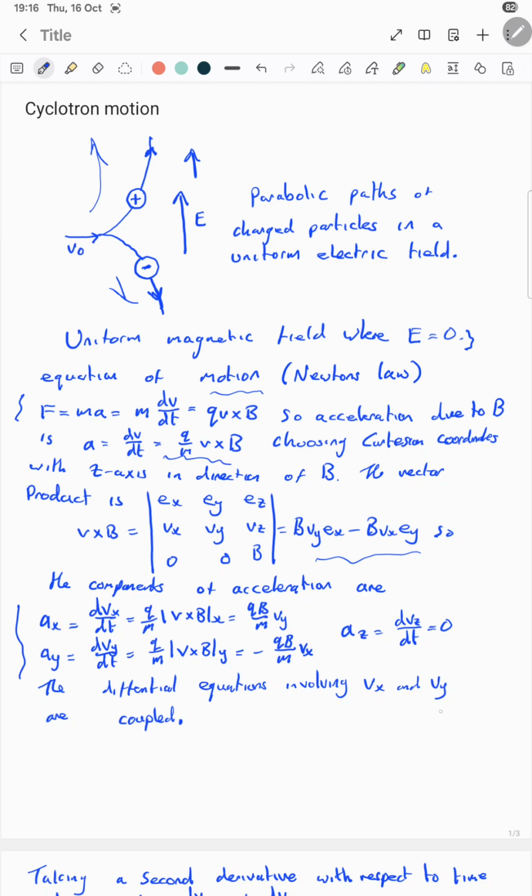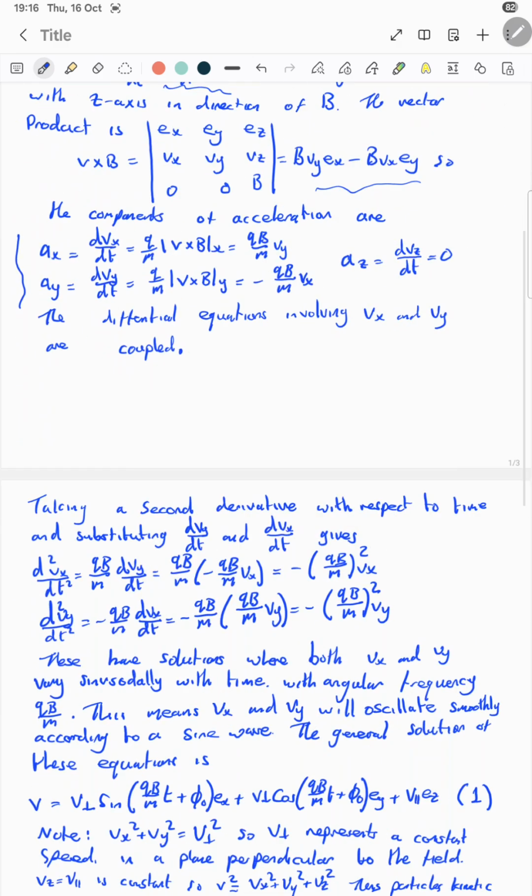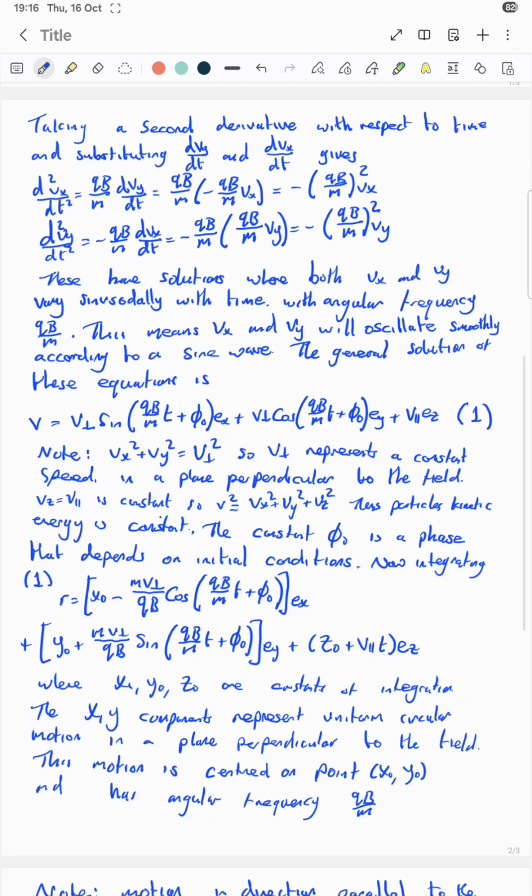The differential equations involving vx and vy are coupled. Now we take a second derivative with respect to time and substitute our dvy/dt and dvx/dt, and we obtain these equations here. Now these solutions, both vx and vy, move sinusoidally with time, with angular frequency qB over m, where m is the mass. This means vx and vy will oscillate smoothly according to a sine wave.